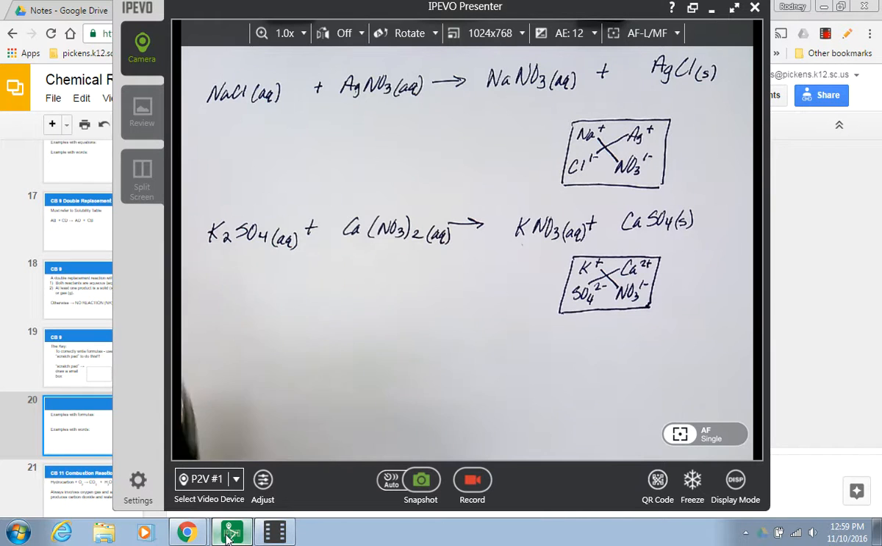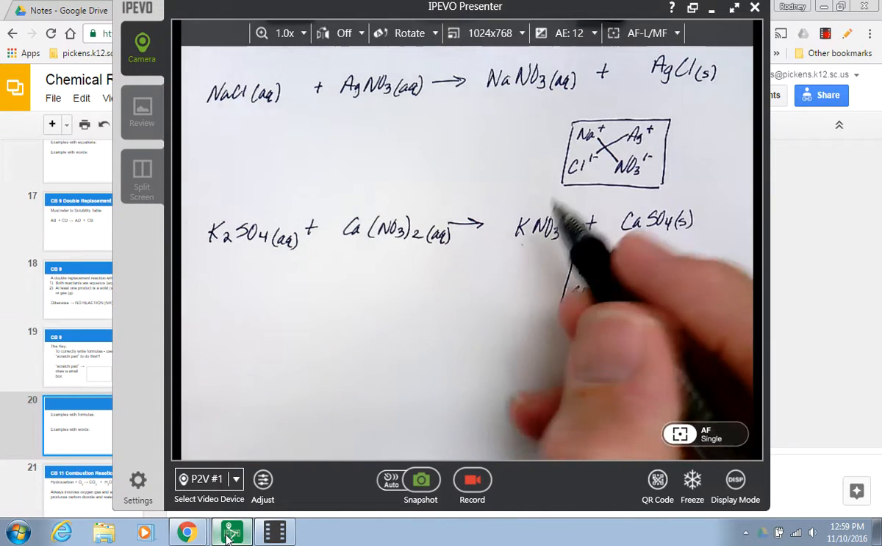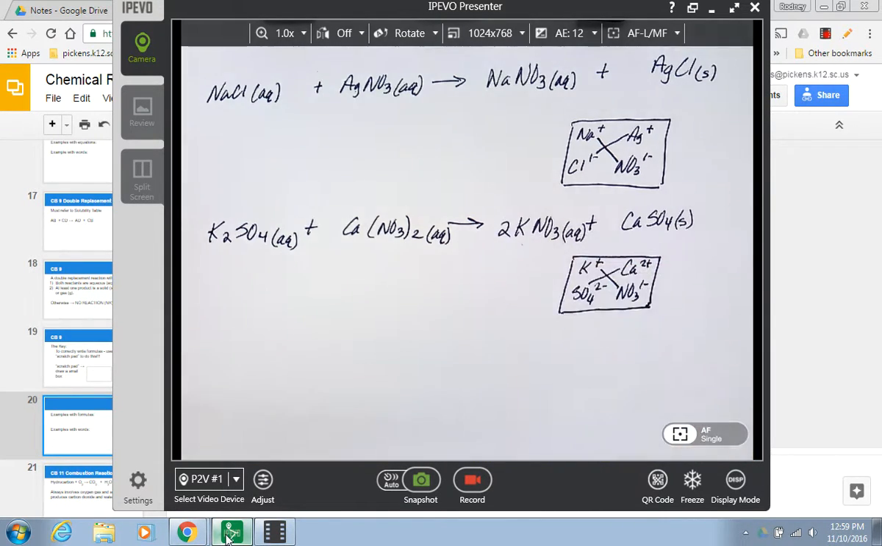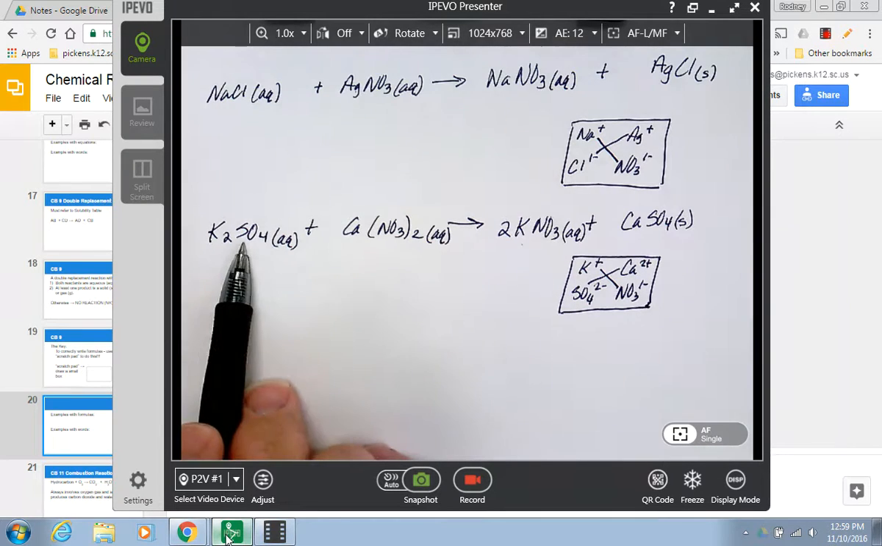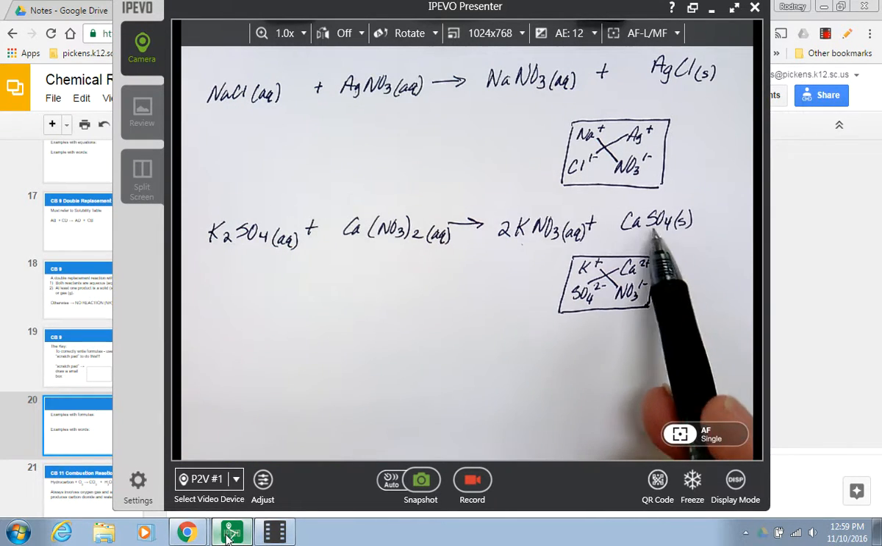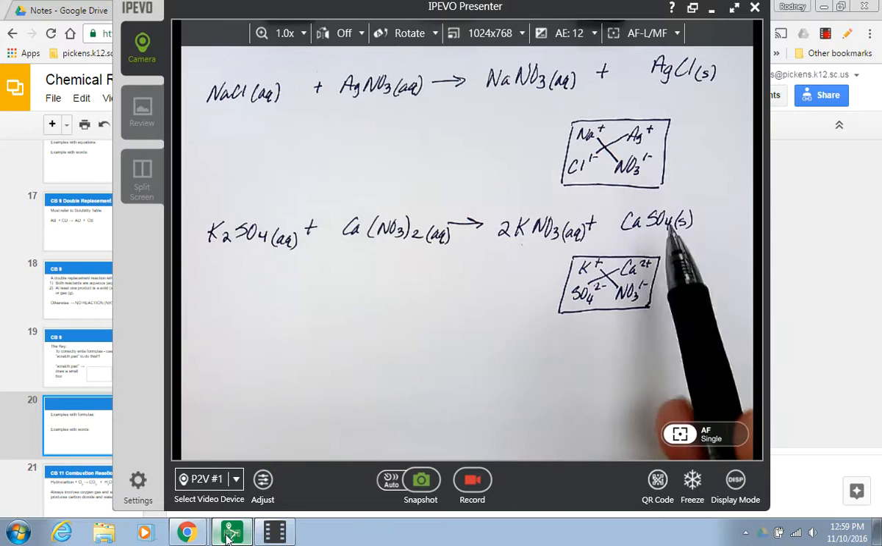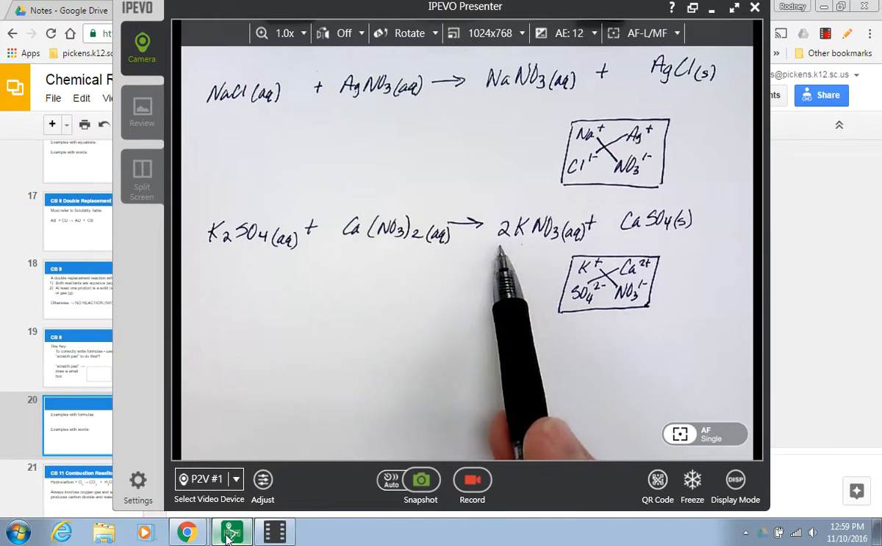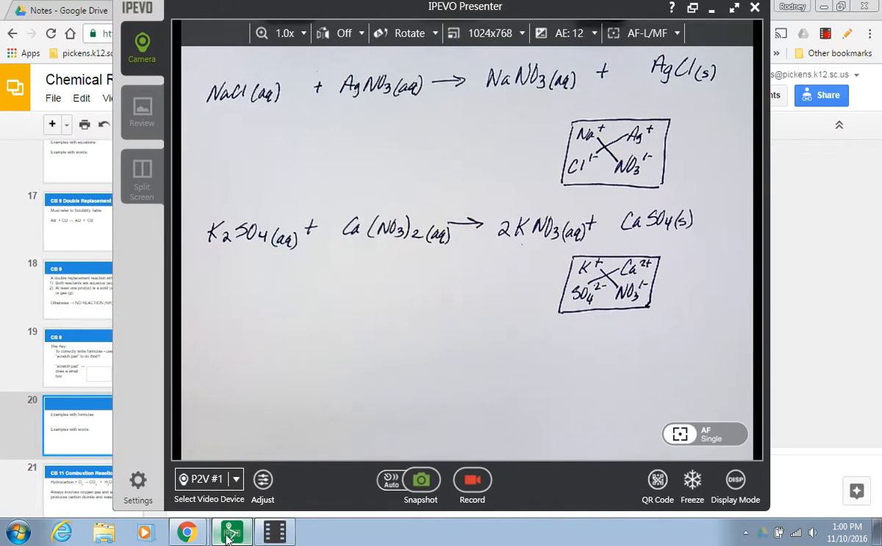All right, so we have 2 potassiums on the left. We only have 1 here, so we need to place a 2 in front of that. We have 1 sulfate and 1 sulfate. We have 1 calcium and 1 calcium. We have 2 nitrates, and now we have 2 nitrates because we placed the coefficient of a 2 in front of that one. So we're good on that one.